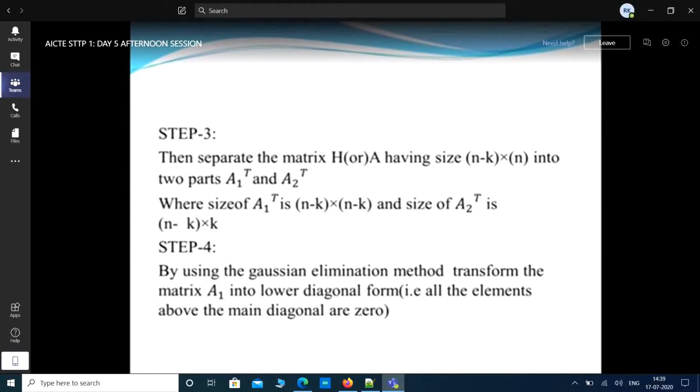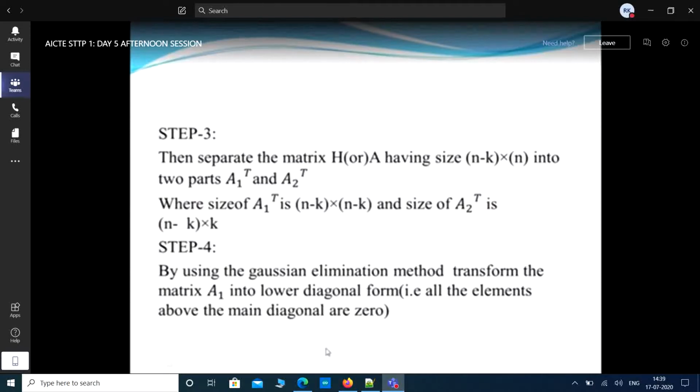The n minus k by n matrix is divided into 2 matrices A1 and A2. A1 is n minus k by n minus k size, and A2 is n minus k by k. So that is the third step.